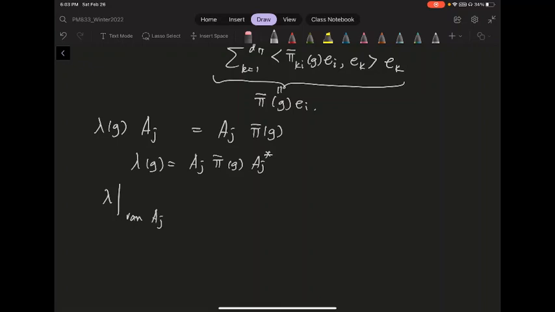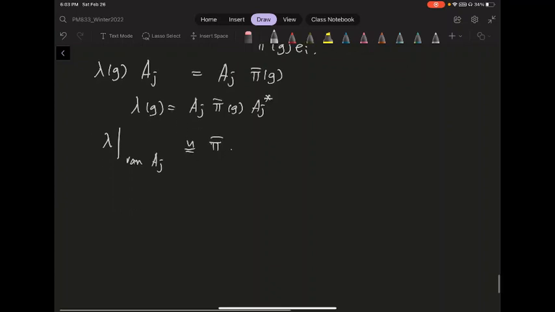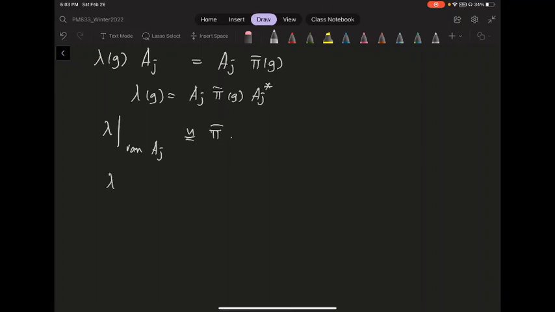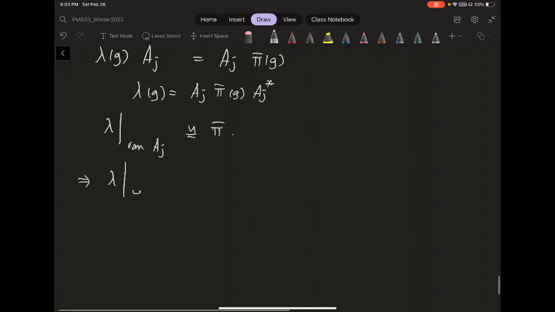So essentially, lambda restricted to the range of this aj is unitarily equivalent to this pi bar. And you know the range of aj is spanned by the jth column, and you have d pi of them altogether. If you take the direct sum of all these ranges of aj, going from 1 to d pi, then you get the entire e pi. So that tells you that if you restrict to this e pi, spanned by these column spaces, you have d pi copies of them, which is unitarily equivalent to d pi copies of pi bar.